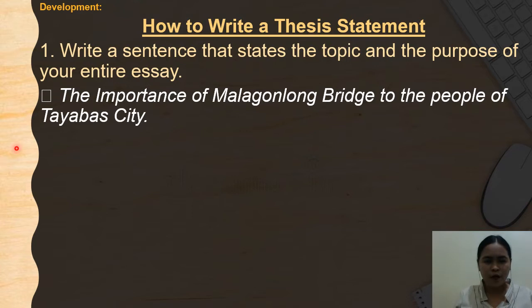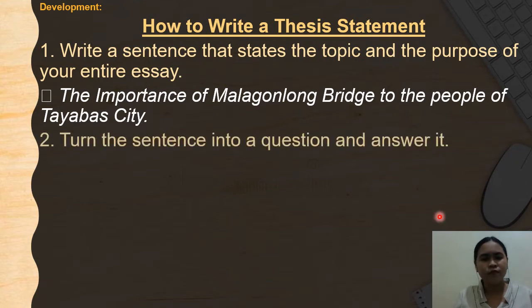So, for example, magagawa ka dito, ito yung topic mo, yung Malagonlong Bridge, yun yung topic mo. And yung purpose naman ng topic mo na to, its importance to the people of Tayabas City. So, may sentence ka na. Hindi pa to mismo yung ilalagay mo, ha? Draft lang to para makagawa ka ng thesis statement. Draft. So, susulat mo lang siya on an extra piece of paper.